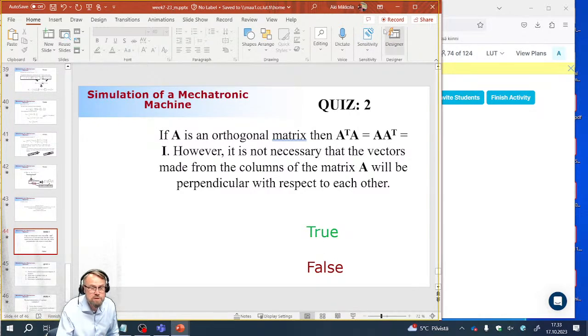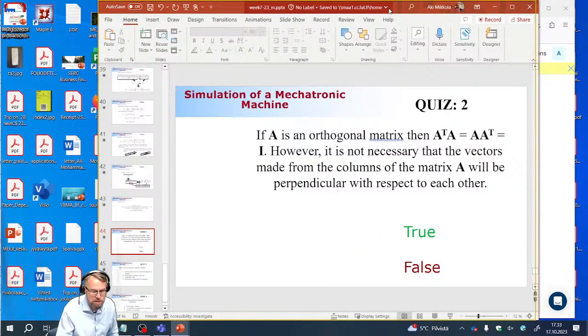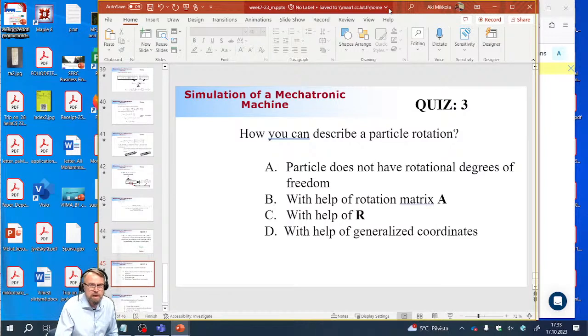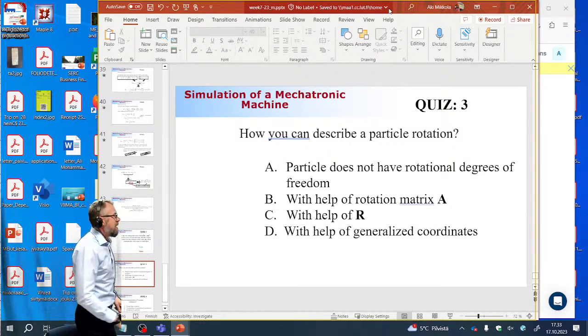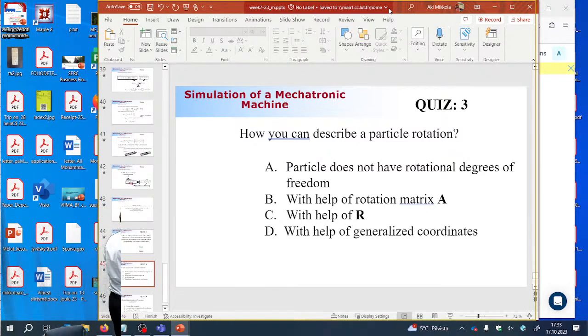Next one is this. Let me move this a little bit aside. My favorite question: how can you describe a particle rotation? Particle rotation. First option: particle does not have rotational degrees of freedom. We can't open it on screen. You cannot open it. Okay.